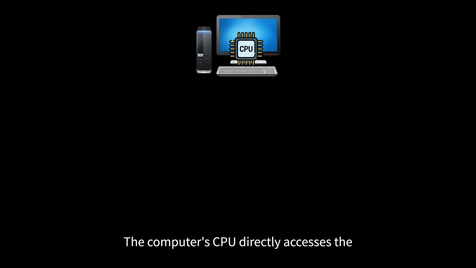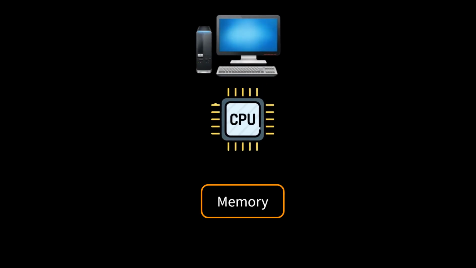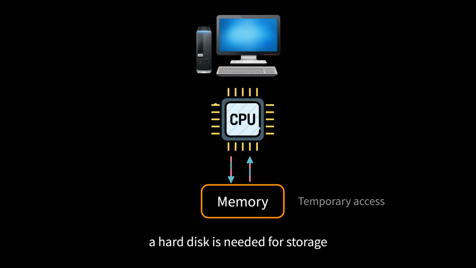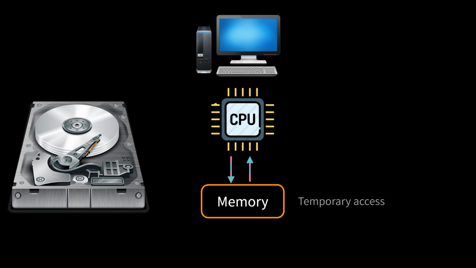The computer CPU directly accesses the memory to read and write data and execute programs, because the read and write speed of the memory is fast enough. However, the memory is not large enough and the data disappears after the power is off, so it can only be accessed temporarily. In the end, a hard disk is needed for storage. Because the speed of the hard disk is not as fast as the speed of the CPU, memory is needed as an intermediary.